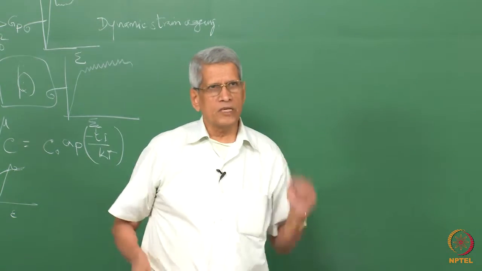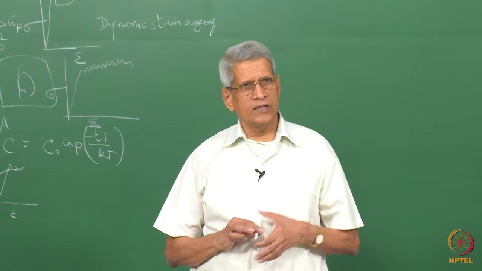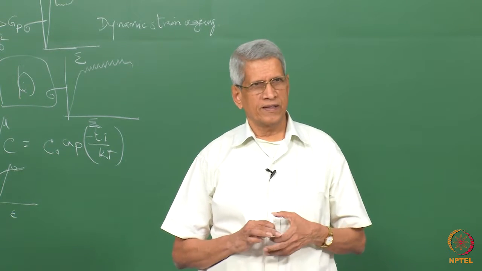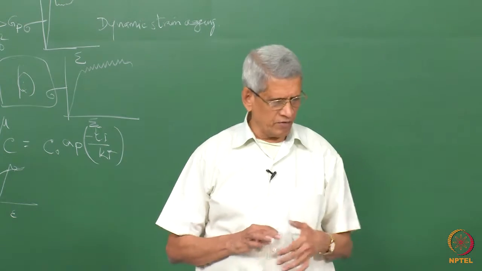Naturally, when we deform this sample, the dislocation has to overcome all these obstacles, and this also gives rise to hardening. This is called irradiation hardening. This has an effect on creep and so many other properties of the material.